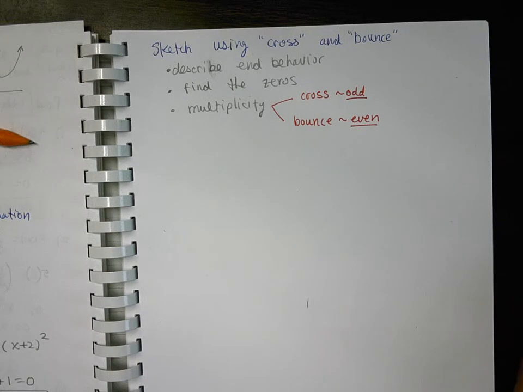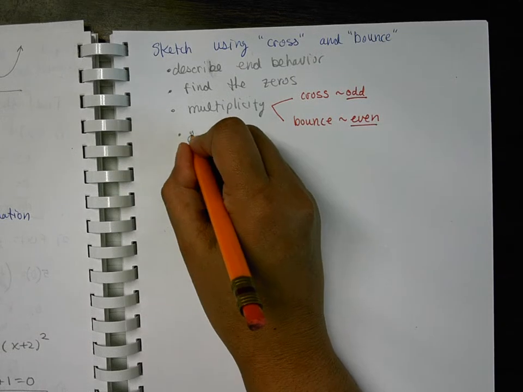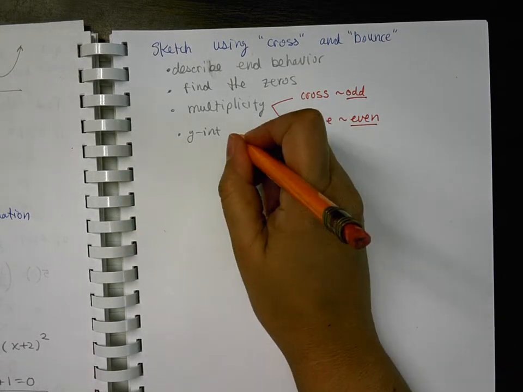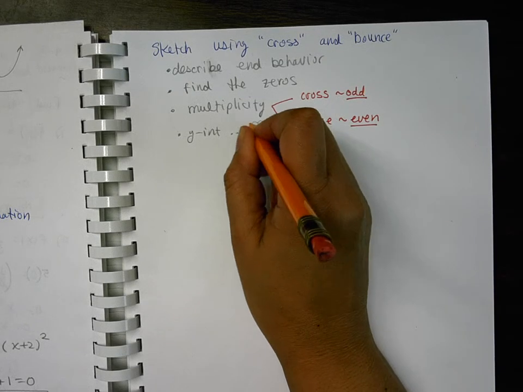All right. And the last piece, your y-intercept. I talked to you earlier about how to find your y-intercept. You make x equal to what? 0. So if you want to put a little note here, you make x equal to 0 to find your y-intercept.